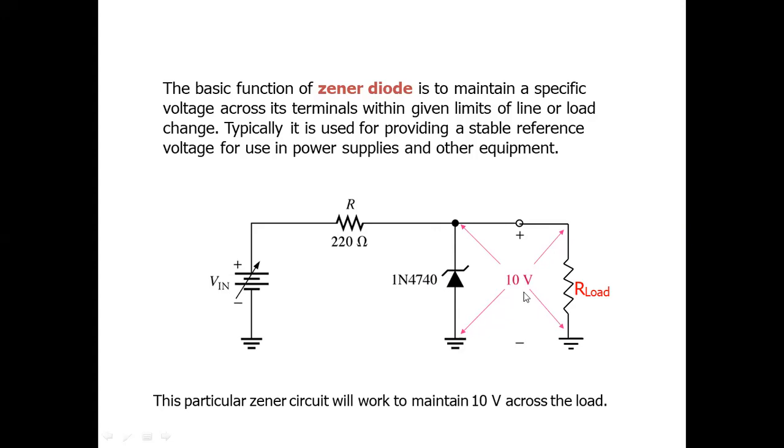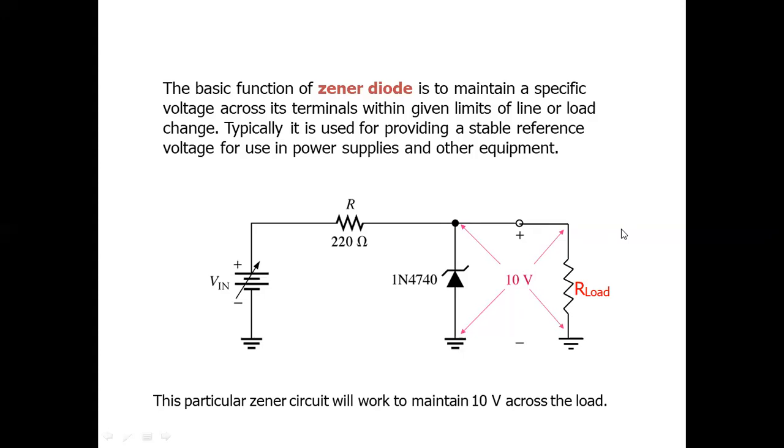It is going to maintain the voltage here now. If more than 10 is applied, whether 10 or 12 or 15, it will still maintain the output as 10 volts only. This particular Zener circuit will work to maintain 10 volts across the load here now. A 10 volt it is going to maintain here.